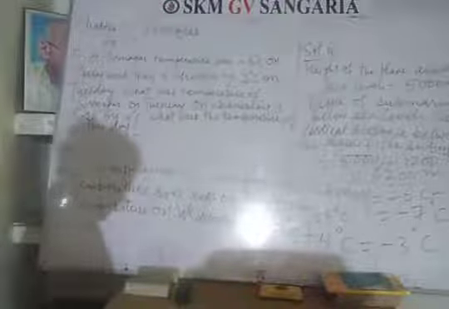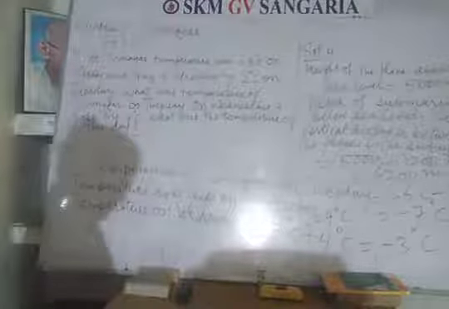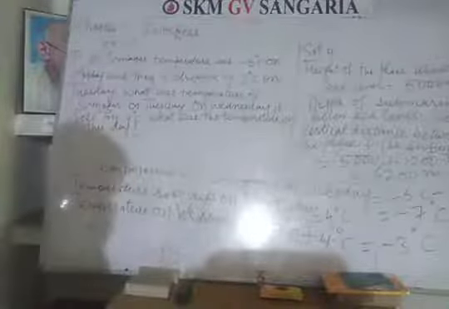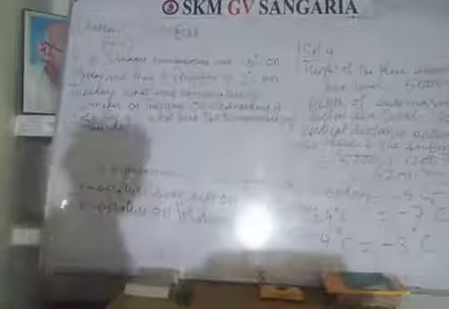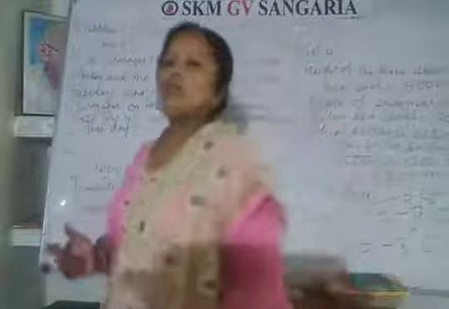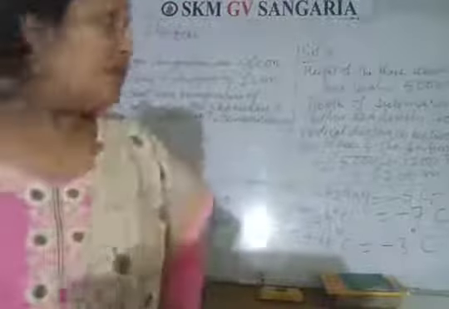So, Mohan's balance after withdrawal will be how much? Rupees 2000 minus rupees 1642. In this case, you will calculate and get how much balance is there in Mohan's account.